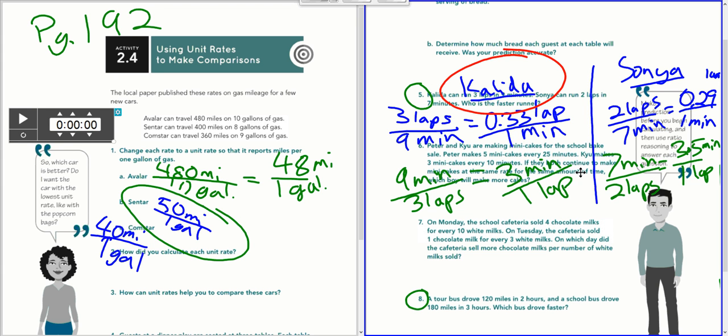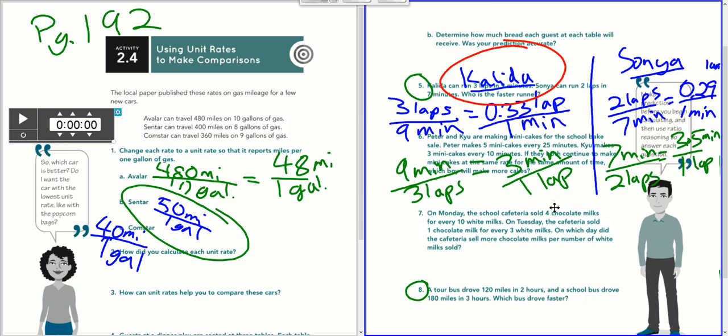All right, but if we go the other direction, 9 minutes over 3 laps works out a little bit nicer mathematically. We get 3 minutes for 1 lap. And 7 minutes divided by 2 laps, we get 3.5 minutes for 1 lap. It might be deceptive. You might think, okay, well, Sonia had a bigger number. But keep in mind, in a race, you want it to take you less time, because that means you're going faster. So that's why Kalita has less minutes for her 1 lap.